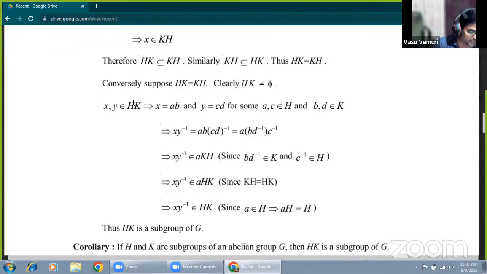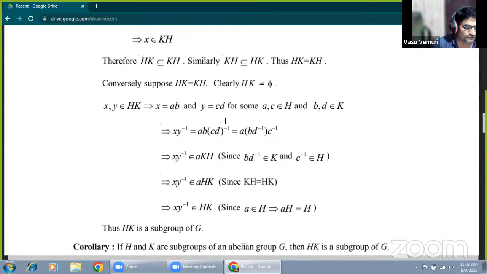Y is also another element, that is C belongs to H and D belongs to K. So Y equals CD. Therefore, A, C both elements are in H, B, D both elements are in K. What about the condition of A, C belongs to H? According to X and Y elements, what is the direct condition? XY inverse, replacing X equals AB, Y equals CD.